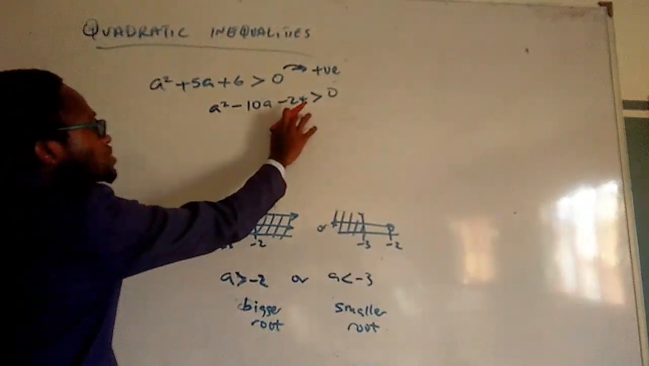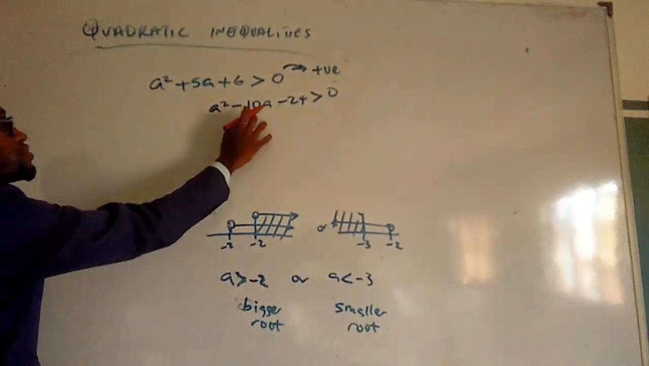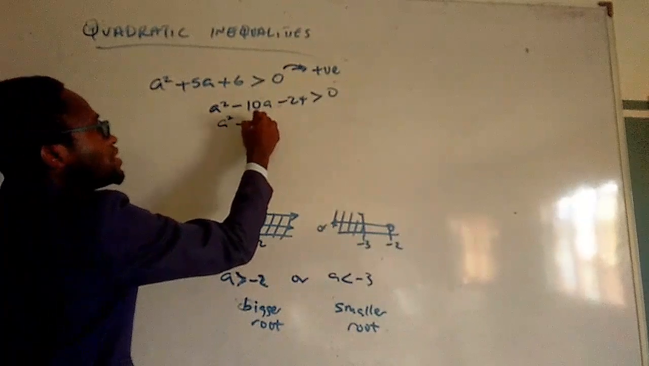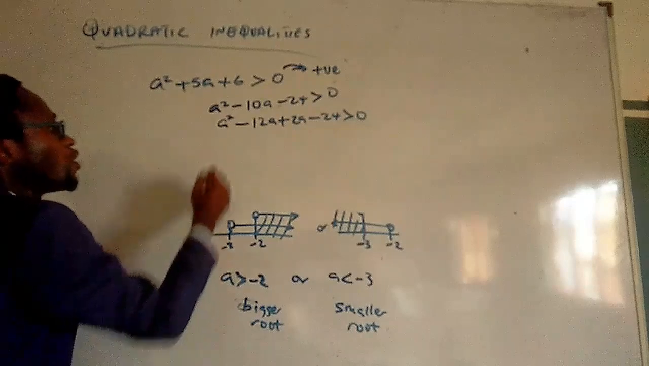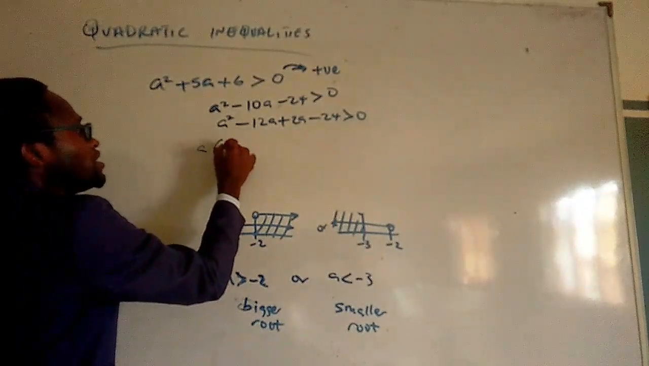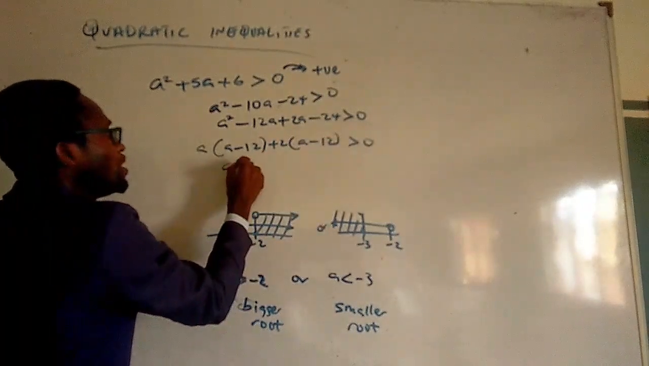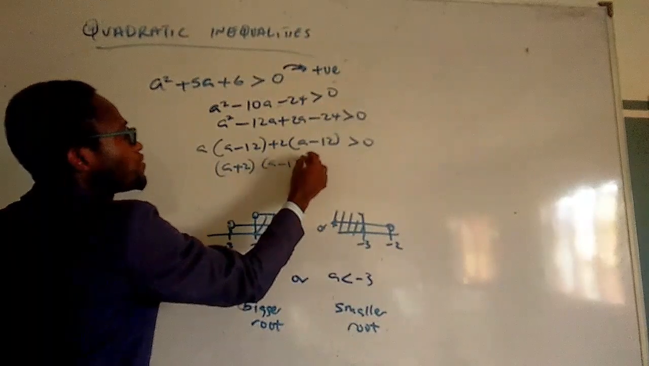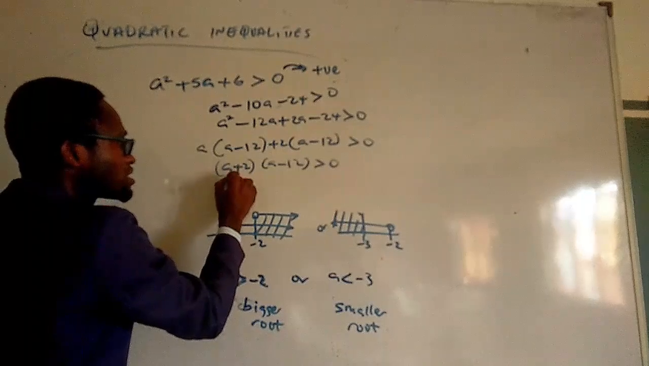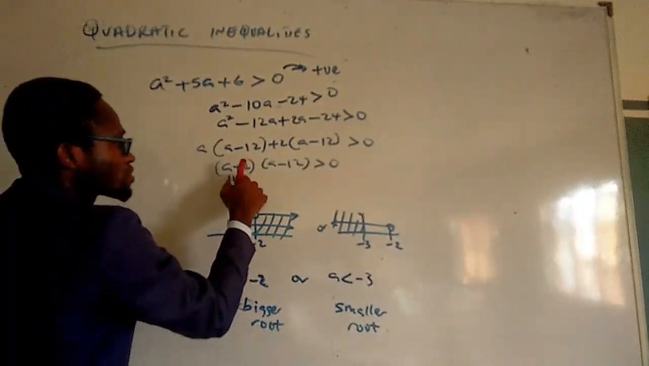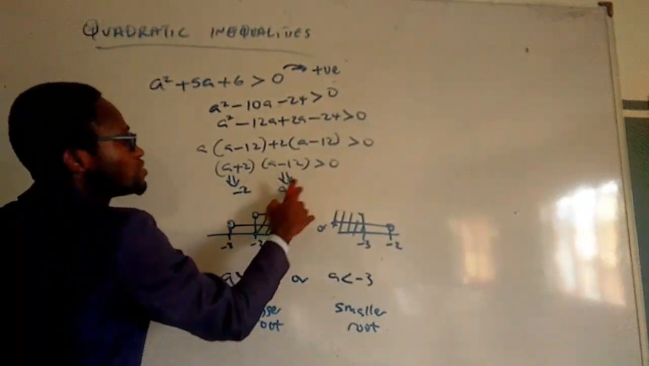You notice that this is what? Solving this quadratic equation the way we have done before, this is going to be a squared minus 12a plus 2a minus 24 greater than 0. So from this you'll be able to see that this is a minus 12 plus 2, a minus 12 greater than 0. So a plus 2, a minus 12 greater than 0. So you see that a should be what? Minus 2. And here a should be what? 12.